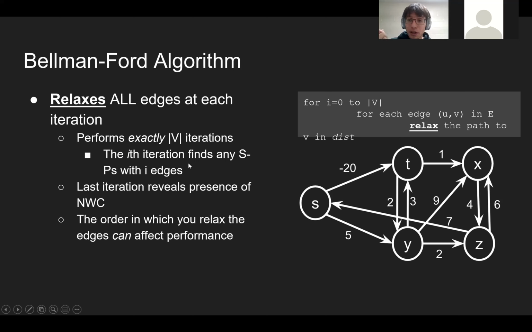And then you might think, okay, well, that's weird, because if you remember in Dijkstra's, we started with the first vertex already known, and in each step, we just included a new vertex.